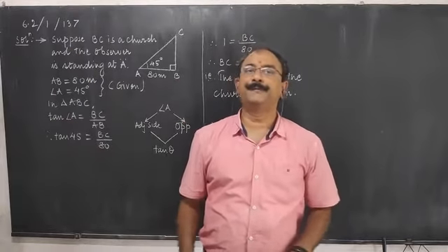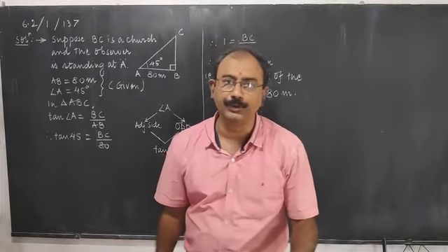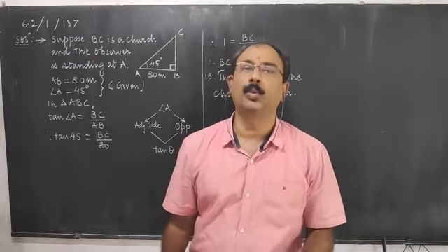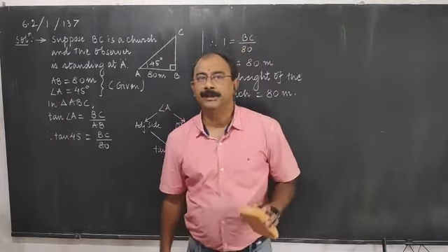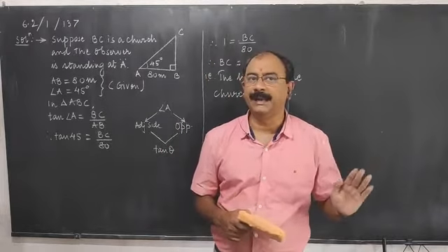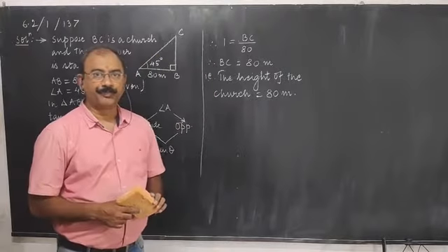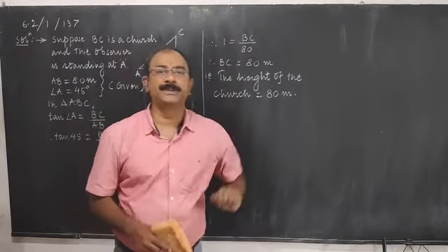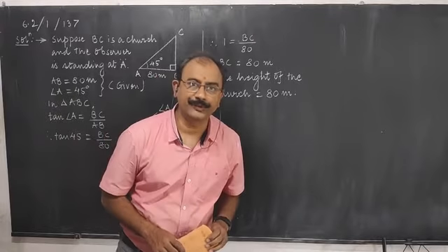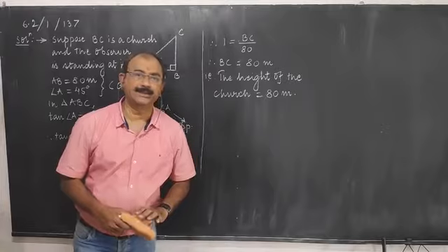Let us start with the first example of practice set 6.2 given on page number 137. The problem says that an observer is standing at a distance of 80 meters from the church. If he looks at the top of the church, the angle of elevation formed is 45 degrees. Then find the height of the church.